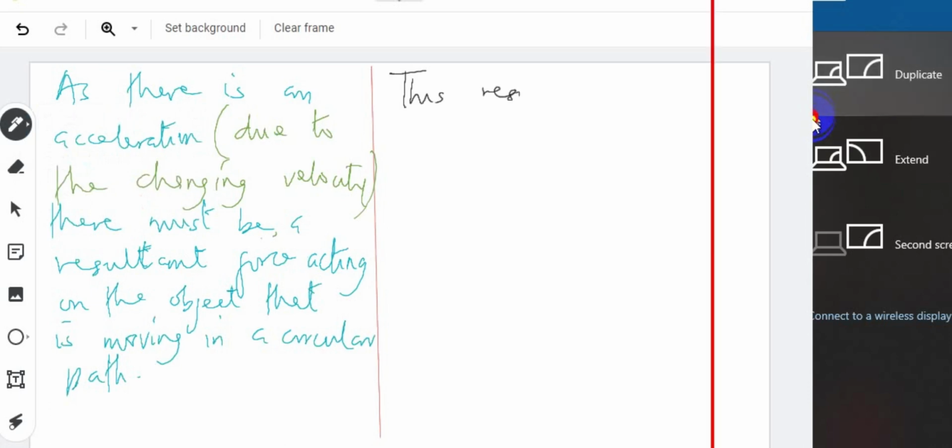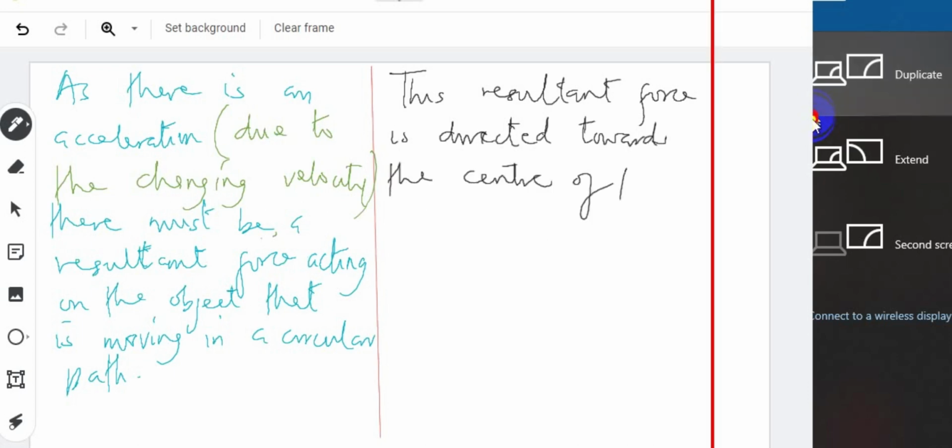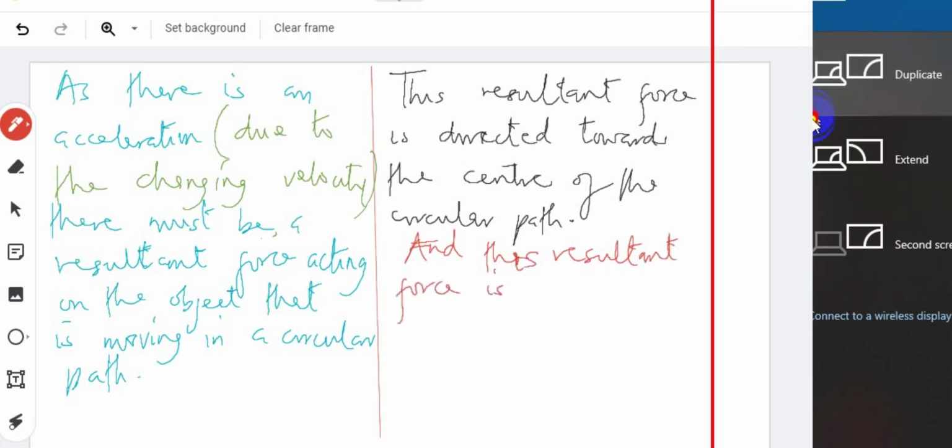This resultant force is directed towards the center of the circular path. And this resultant force is called the centripetal force.